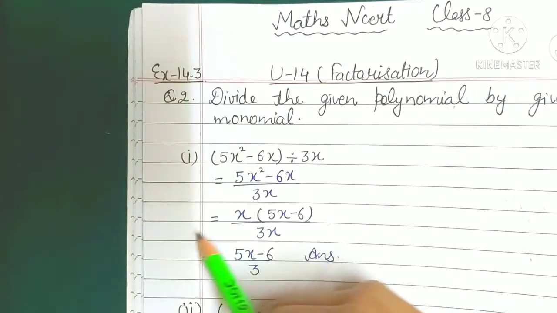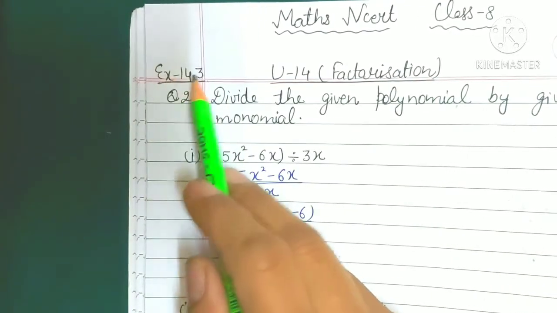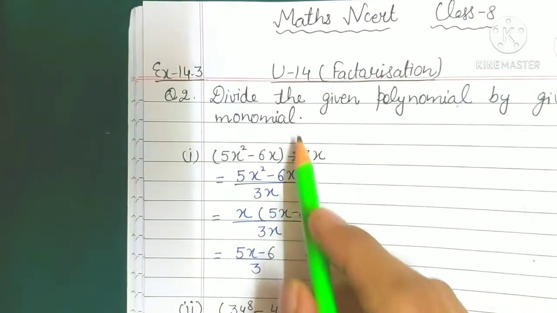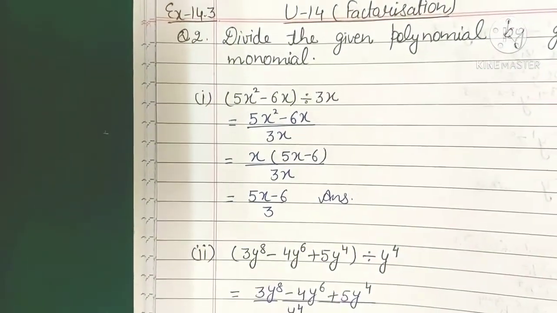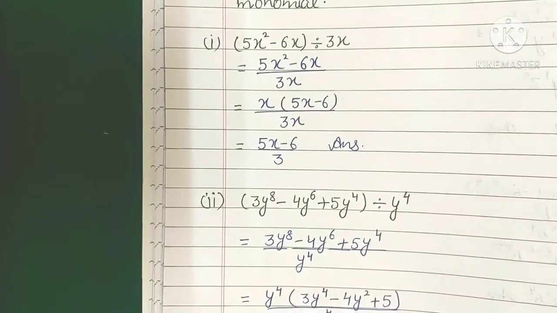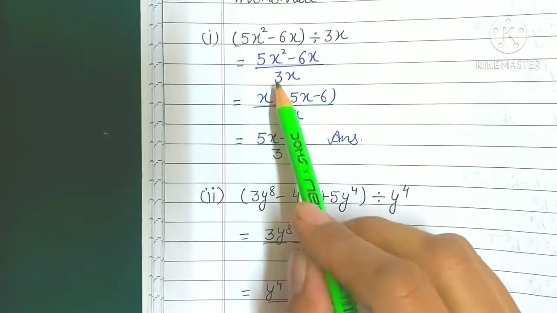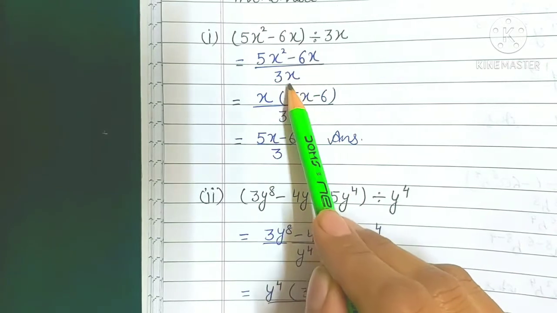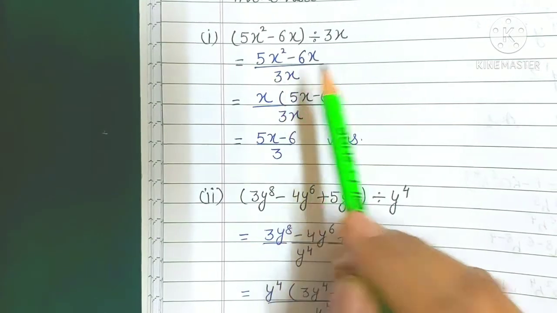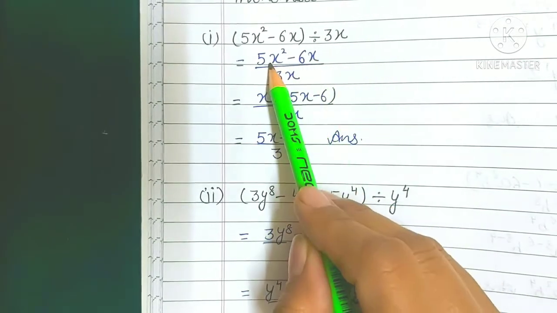Hello dear students, now we are going to do question number 2 of exercise 14.3, that is, divide the given polynomial by a given monomial. So we will see how we will divide. The first part: in the numerator it is 5x square minus 6x, and in the denominator it is 3x. So what can we take common?